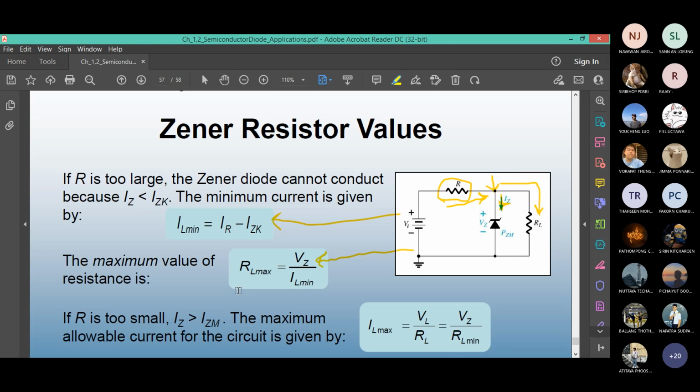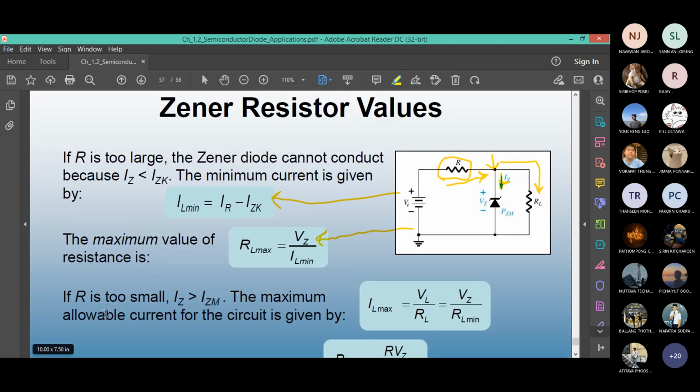So you cannot just pick any value of RL. Yes, you need a minimum RL as well to turn on the Zener. We'll come to that. But also there is an upper limit of load resistor, which will ensure that you have a minimum load current. And when you have minimum load current, it is sufficient to turn on the Zener.